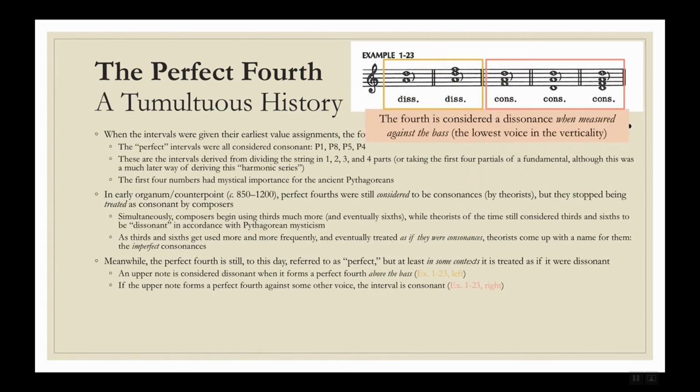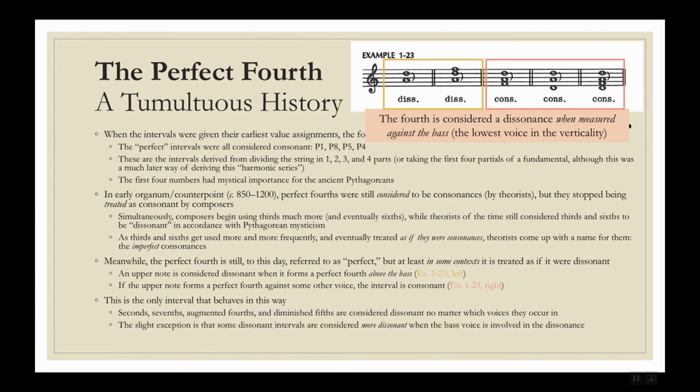The fourth is now considered a dissonance when it's measured against the bass. And the bass, by the way, just means the lowest voice sounding at the time. I mean, if the sopranos were actually singing a lower pitch than the basses, like a physically lower pitch, then the sopranos would be the basses in that particular chord. So it's the lowest pitch sounding. This is the only interval that behaves this way. The fourth, sevenths, seconds, augmented fourths, diminished fifths, they're all considered dissonant no matter what voices they occur in.